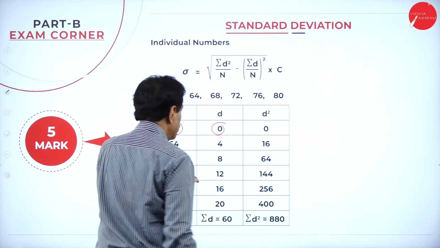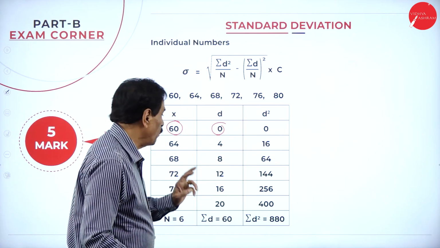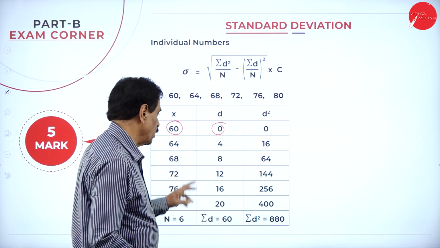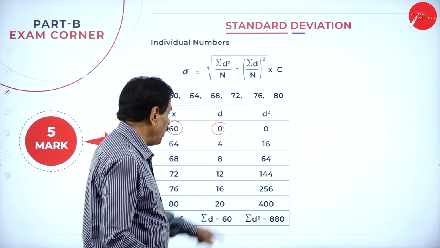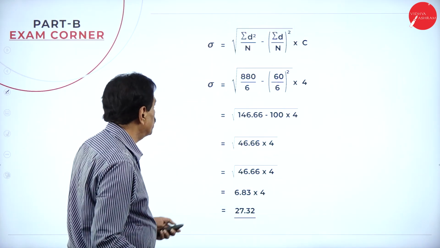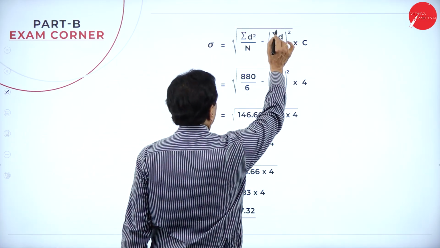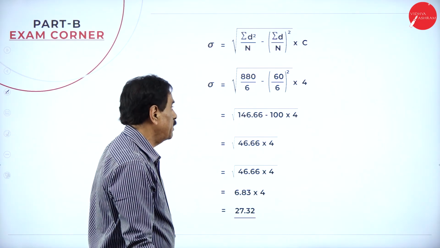Then the square of these numbers: 0, 4 square is 16, 8 square is 64, 12 square is 144, 16 square is 256, 20 square is 400. If we add the figures, it is 880. Now apply to this formula: root of sigma d square divided by n, 880 divided by 6, minus sigma d divided by n, 60 divided by 6, whole square.